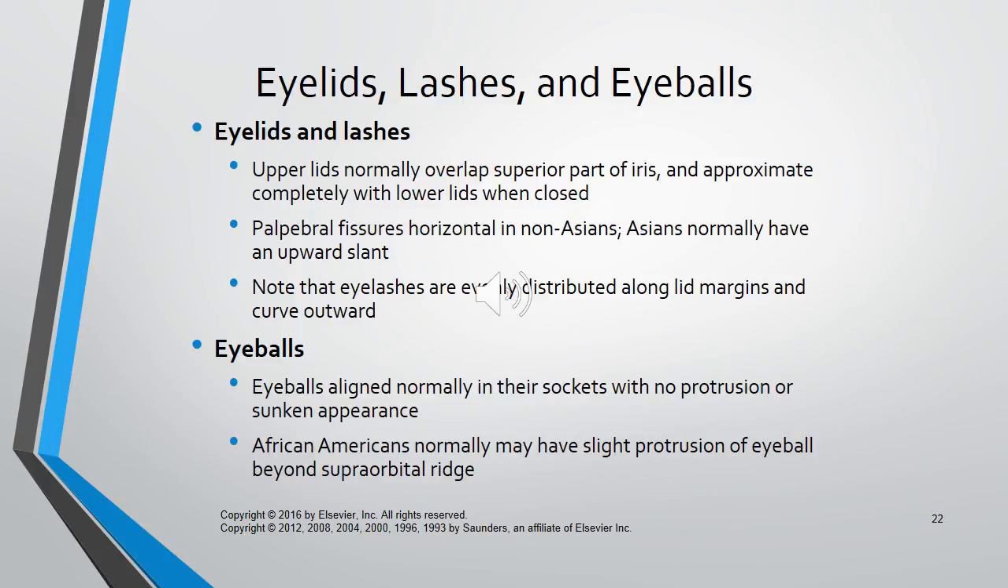Normally, upper eyelids overlap the top part of the iris and approximate, which means the top and the bottom lids will meet completely when the eyes are closed. The palpebral fissures, which are the slants on the lateral parts of the eyes, are horizontal, although Asians normally have somewhat of an upward slant. Eyelashes should be evenly distributed among both upper and lower lids. Eyeballs should be aligned normally with no protrusion or sunken appearance.